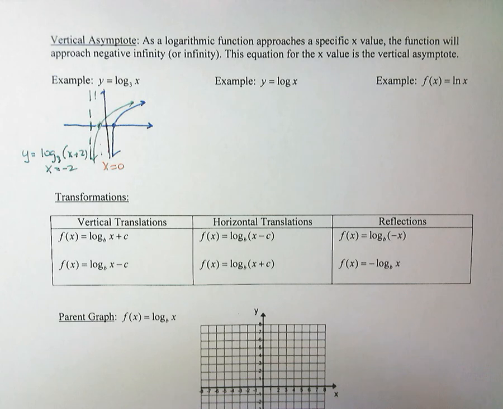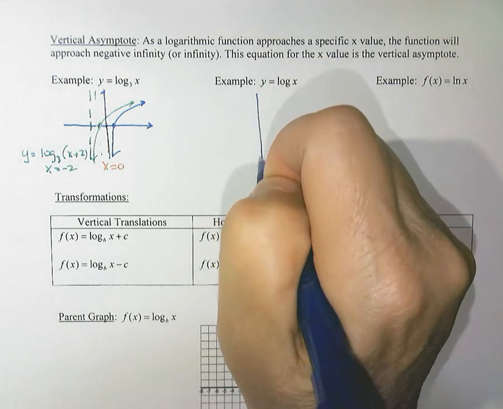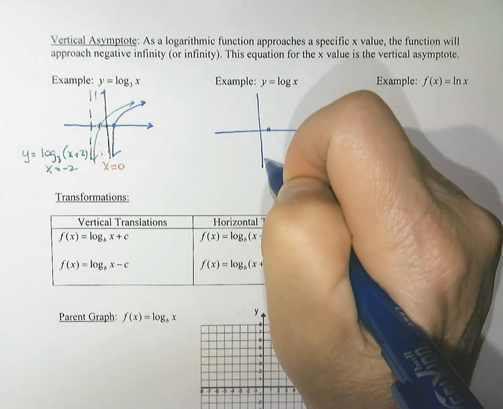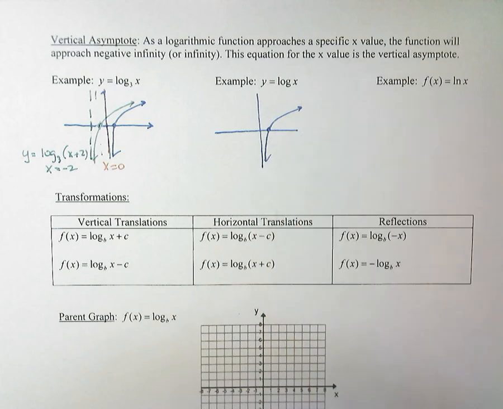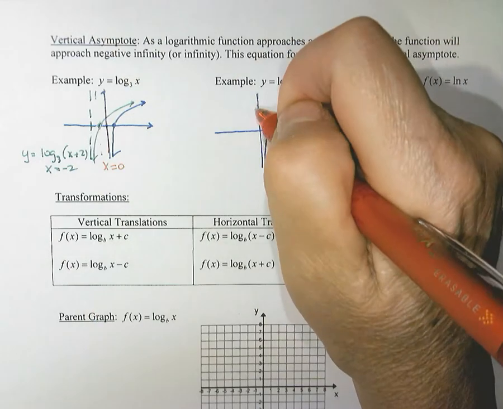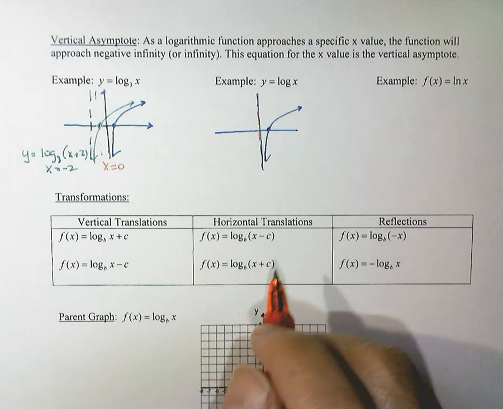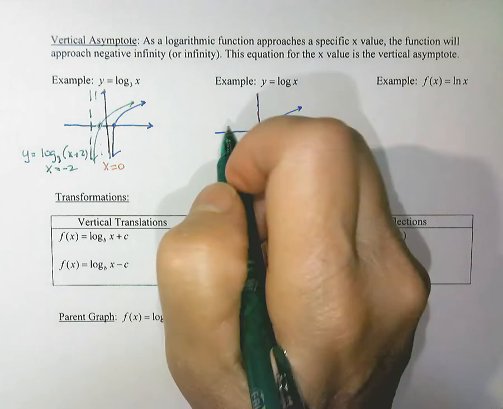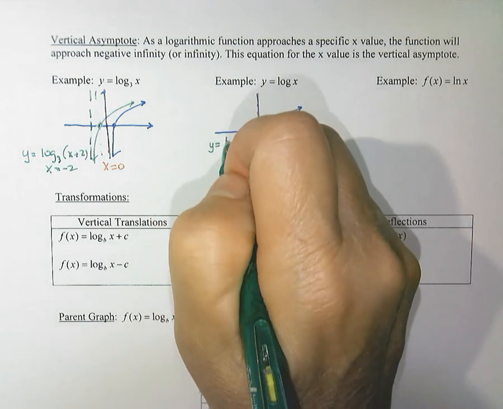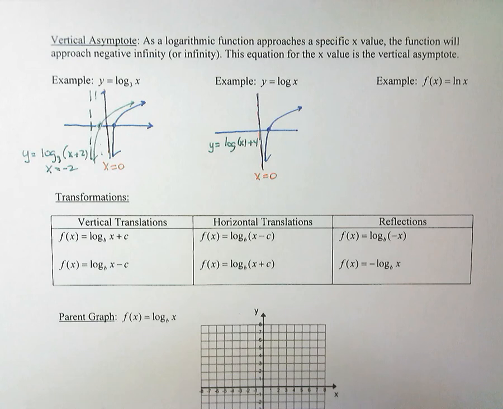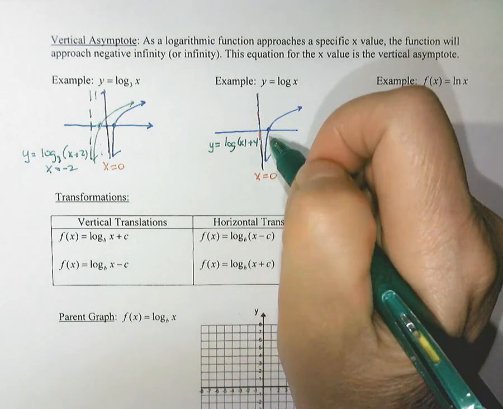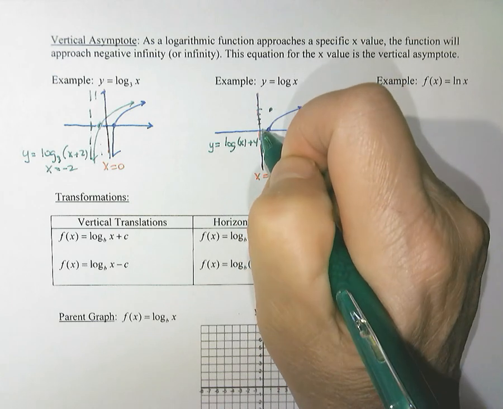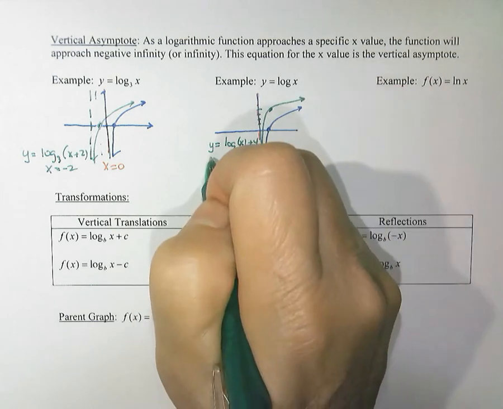If I had a common logarithm, and I'm not putting a scale on the y-axis, it's still going to go through the point 1, 0. Looks like that. It has a vertical asymptote right there, at x equals 0. But then when it changes, y equals log of x plus 4. That's going to move this up 4. If that moves this up 4, it didn't move it right or left. My vertical asymptote stayed the same.